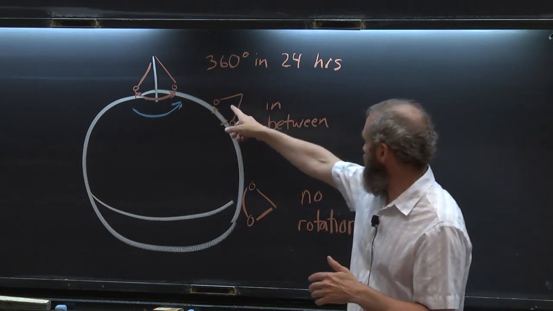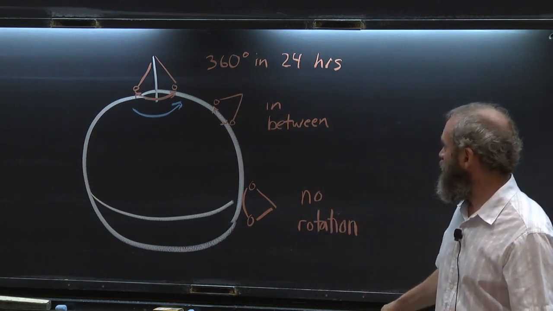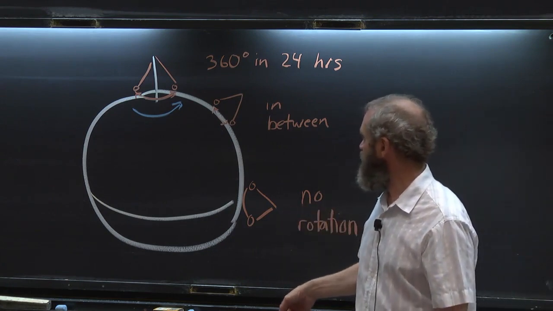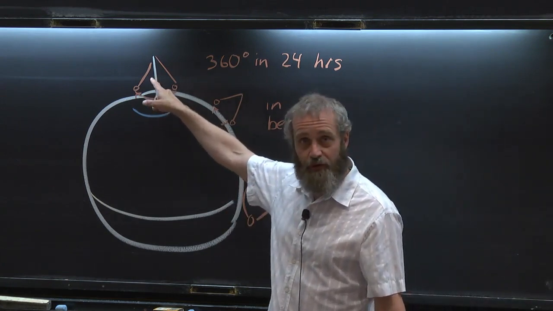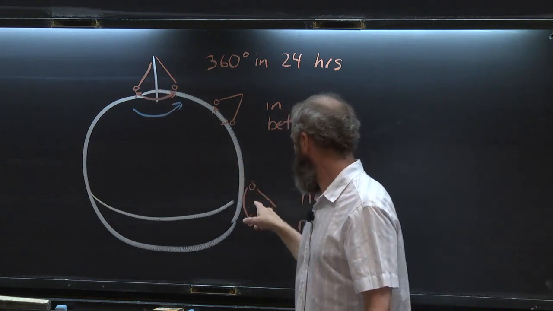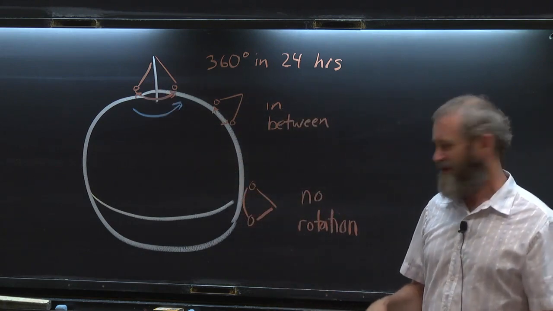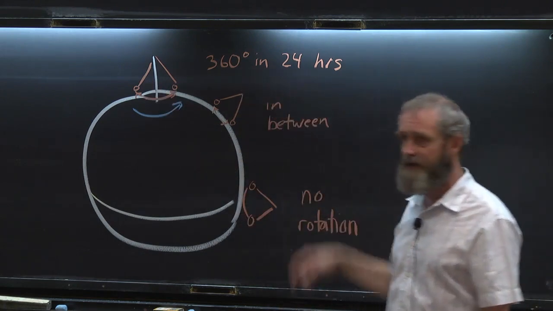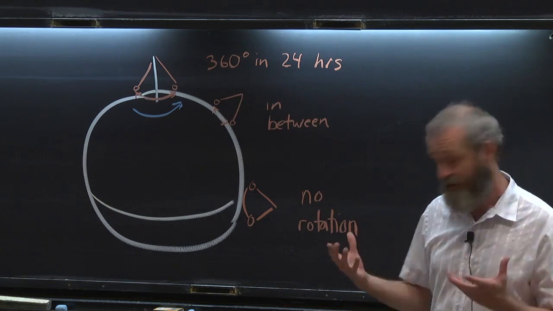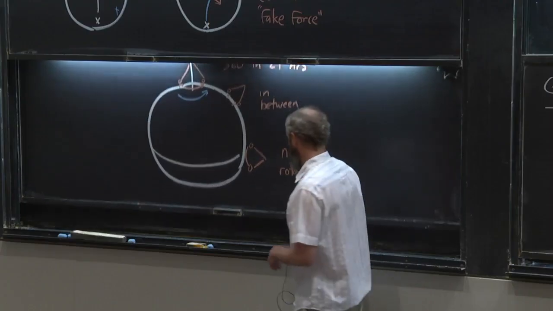And then if you have a pendulum somewhere in between, you get an amount of rotation which is sort of in between the full rotation of the planet at the pole and no rotation at the equator. So less than 360 degrees in 24 hours, or one full rotation in more than 24 hours.